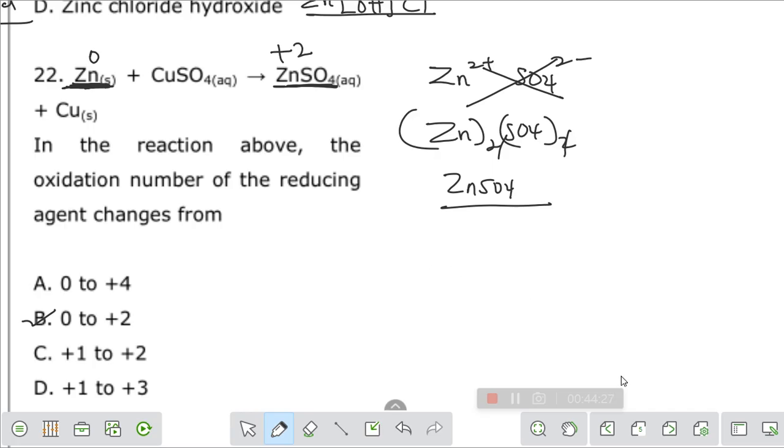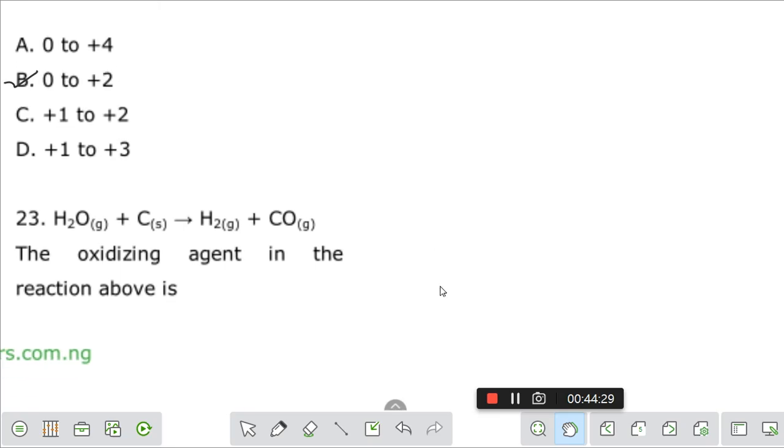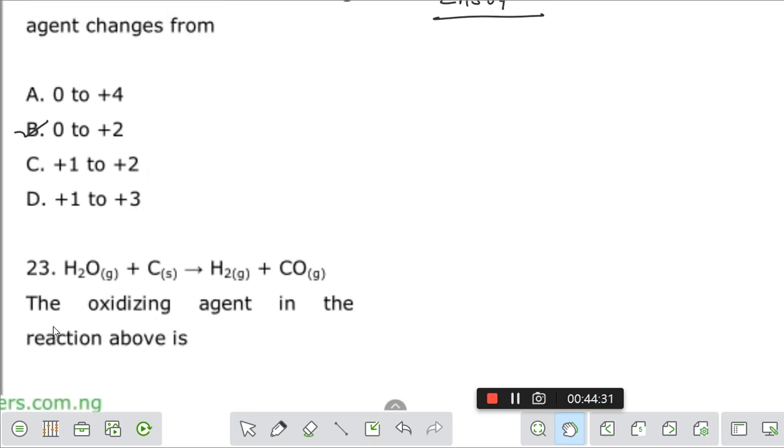So we'll go to another question. So look at this now. They said the oxidizing agent in the reaction is, so which of the following do you think is the oxidizing agent? Look at this. This is the carbon. So carbon here has an oxidation number of 0.